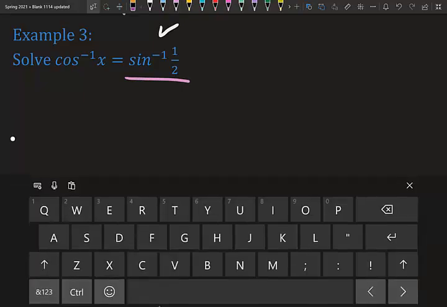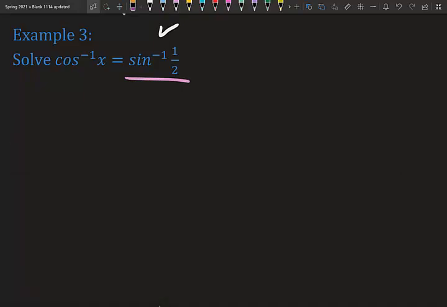So what we're going to do is make it equal something. We're going to let inverse of sine 1/2 equal u. Whatever u represents, it's inverse of sine 1/2. We do know that it's going to equal something. So let's replace it back.